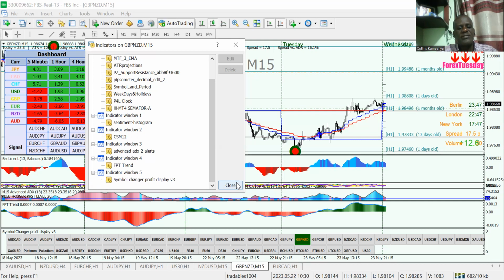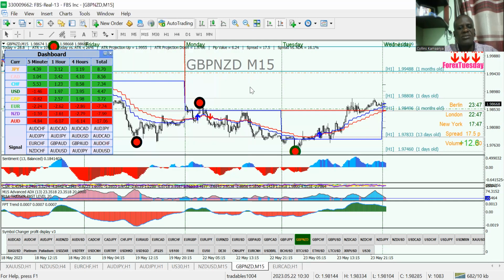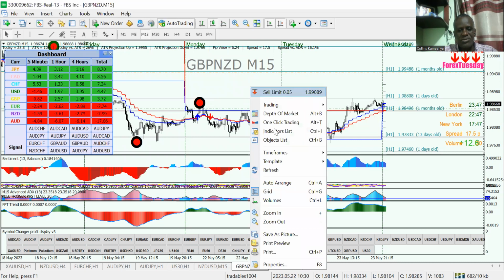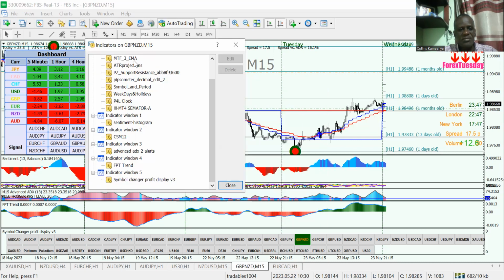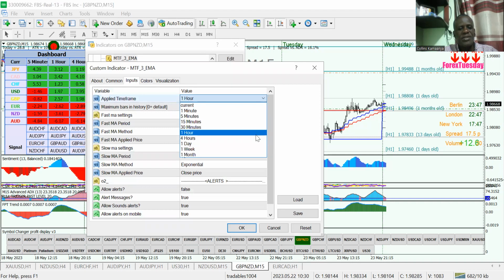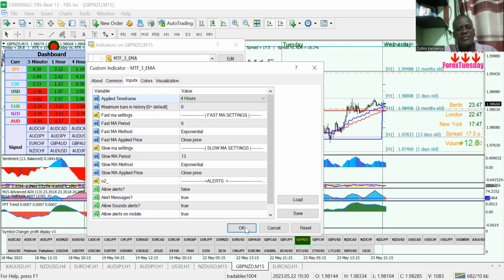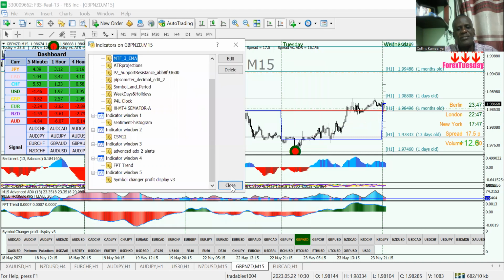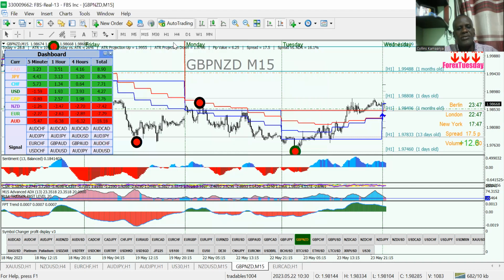Now to start with, let me take you through my indicator, which I call MTF3 EMA. With the 3 EMA, it has the option of applying it to a particular time frame. You can choose 4 hours, you can choose any time. You choose 4 hours, it will be there. For example, you can choose 4 hours here.